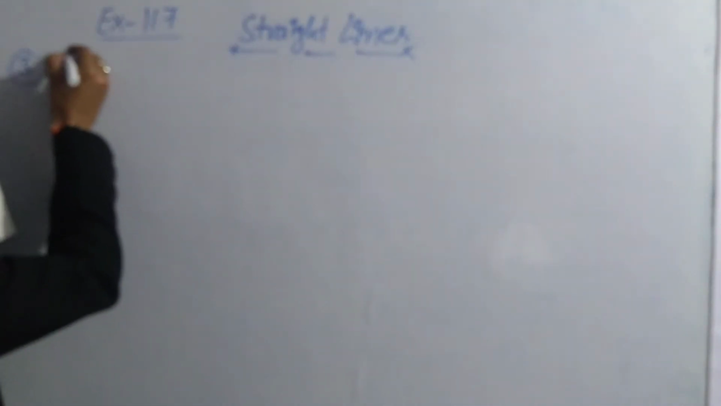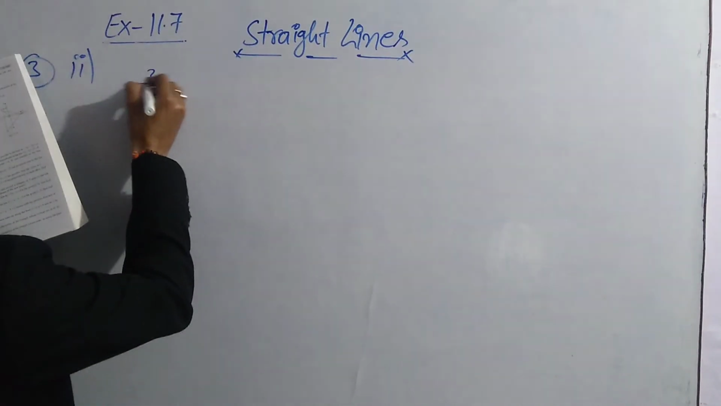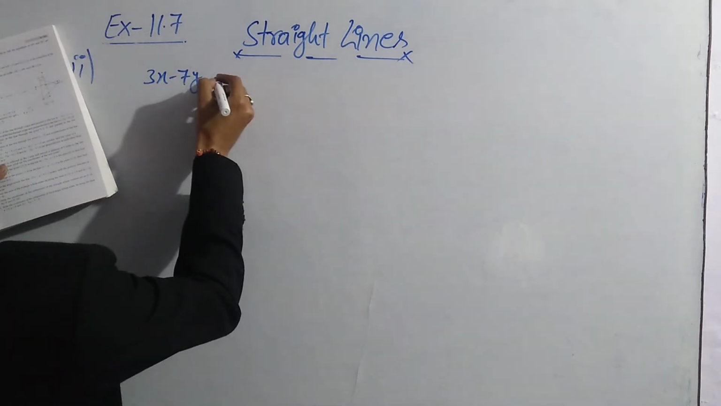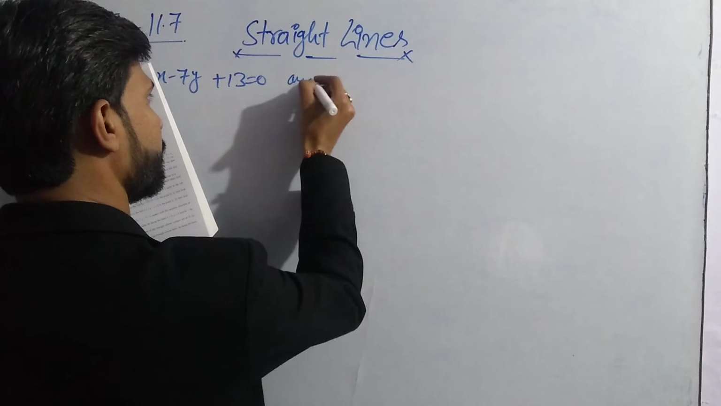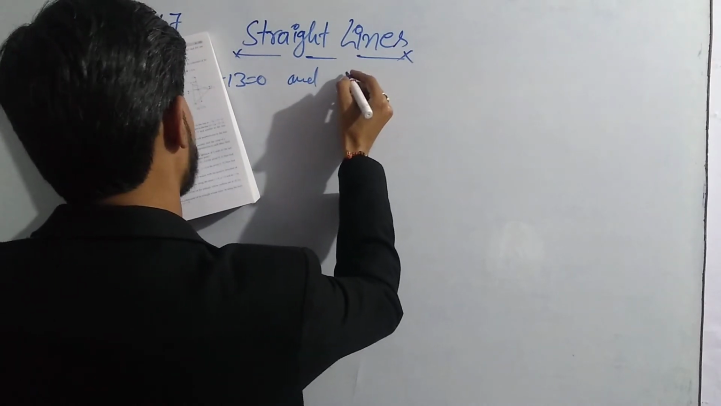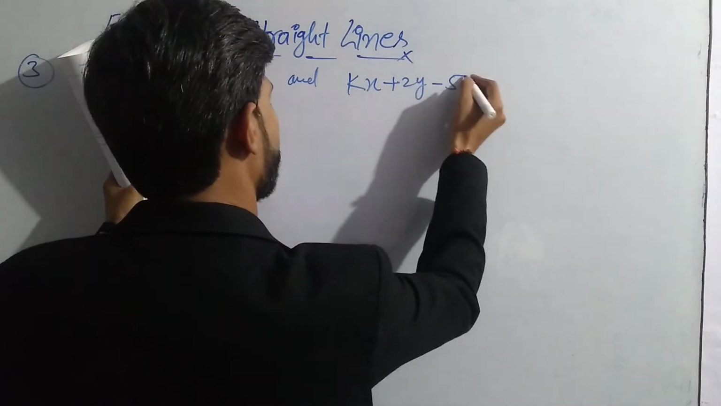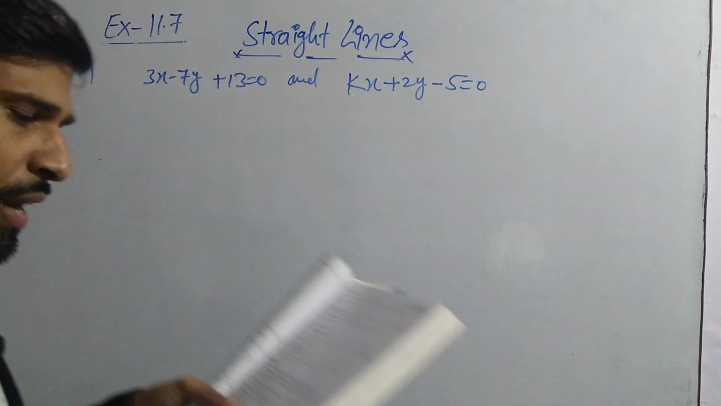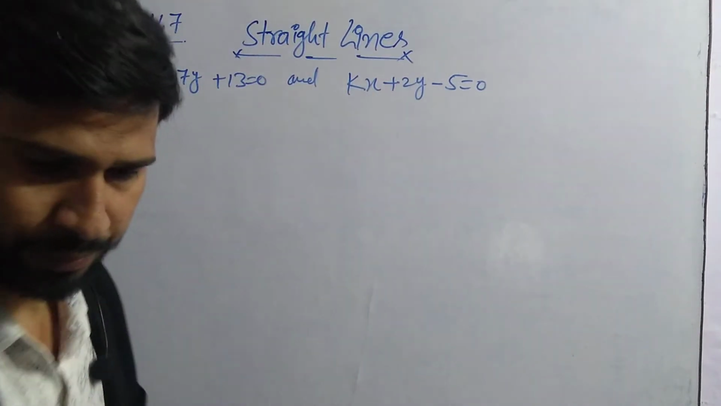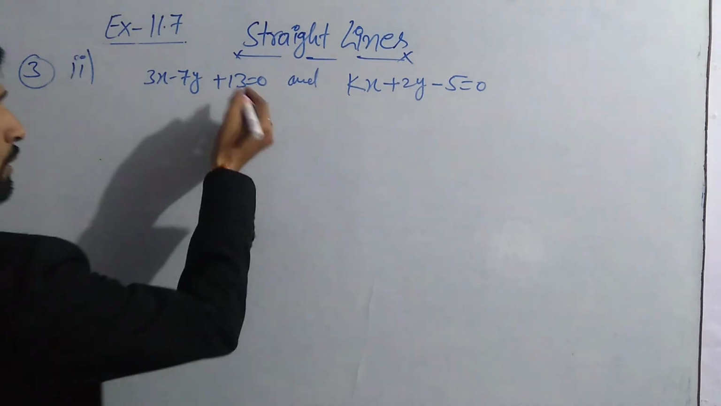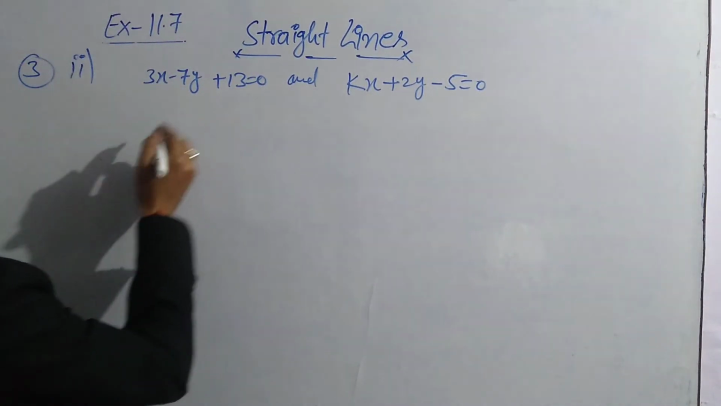Second part of question number third is, if the line 3x minus 7y plus 13 is equals to 0 and kx plus 2y minus 5 is equals to 0, the given lines are perpendicular to each other, then find the value of k. This is the first line, this is the second line, given in the form of equation.